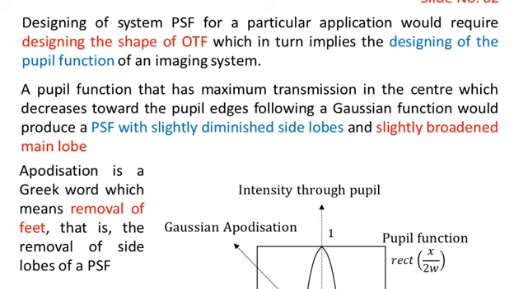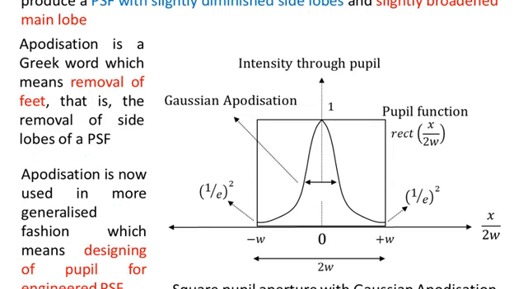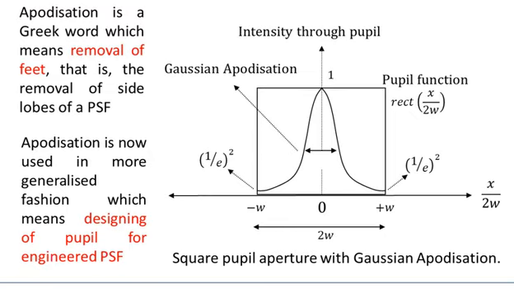in order to get our main lobe and side lobes controlled in a different way. So let's see what it looks like. In the figure you can see a Gaussian profile in one dimension, extending from -w to +w.